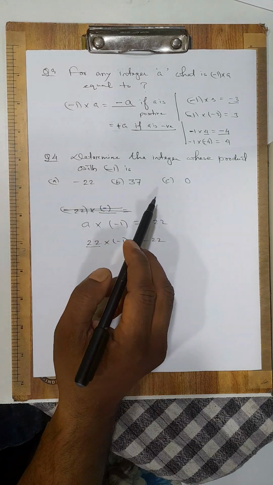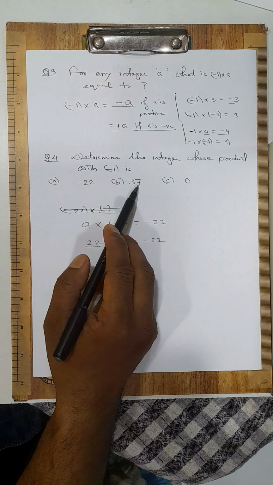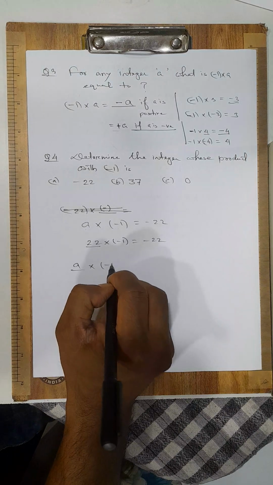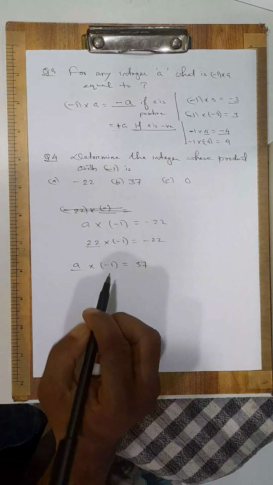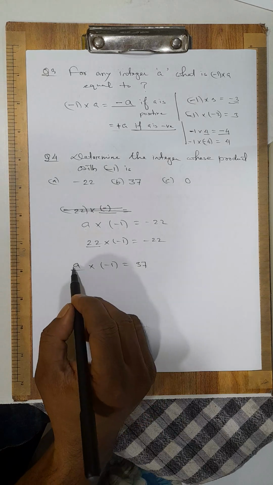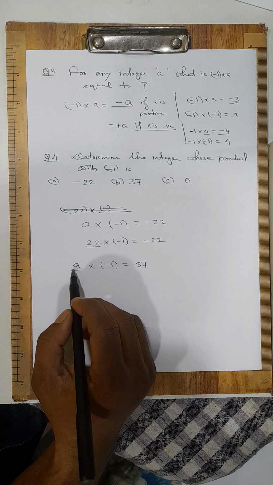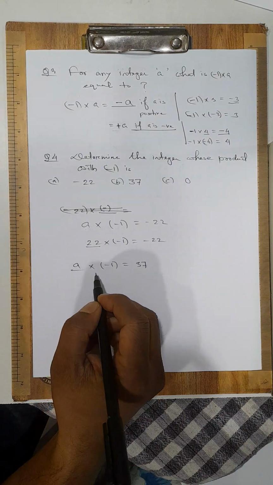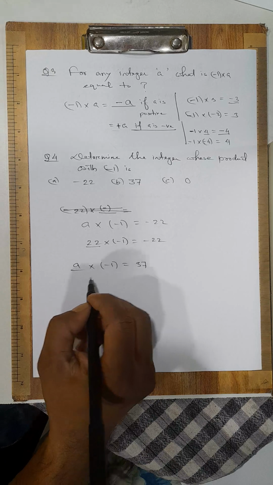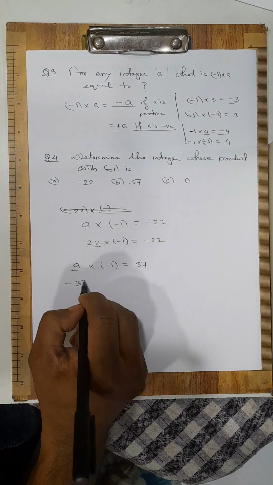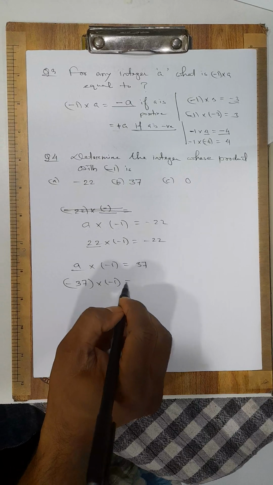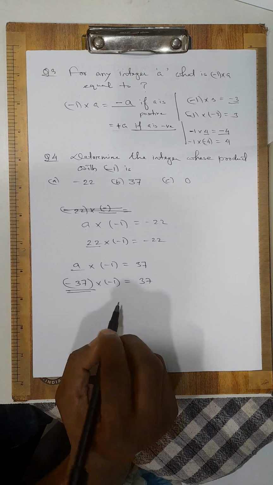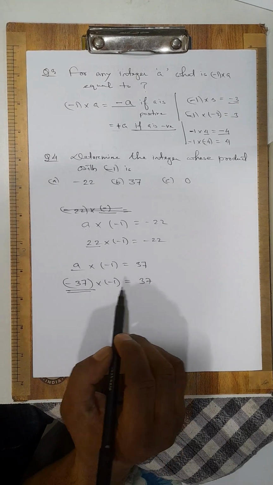Determine the integer whose product with minus 1 is 37. So a multiplied by minus 1 equal to 37. Now answer is positive, so this should be a negative integer, since we know that product of two negative integers is positive. Now by what number minus 1 should be multiplied to get answer 37? So minus 37 multiplied by minus 1 equal to 37. So answer is minus 37. Right? Product of two negative integers is positive.